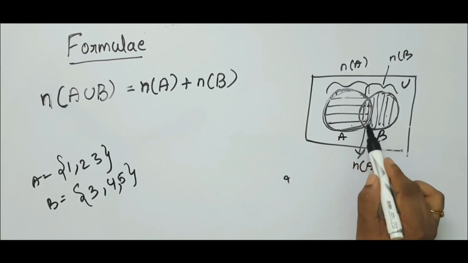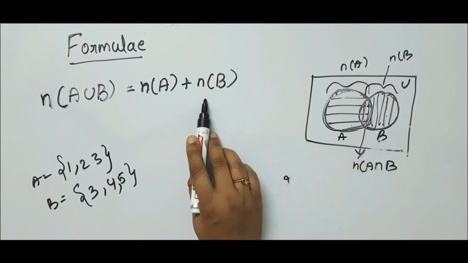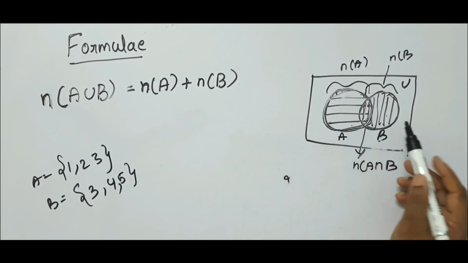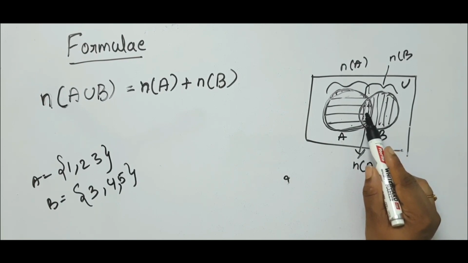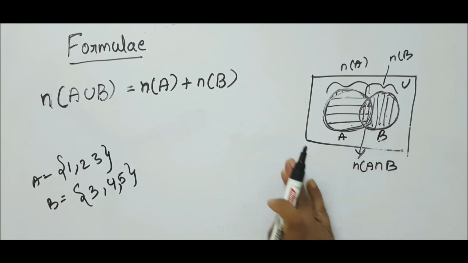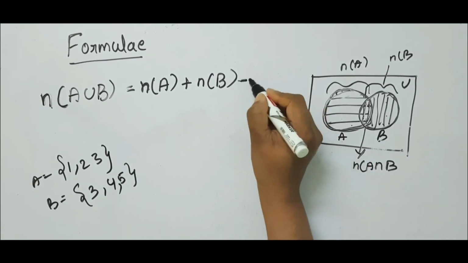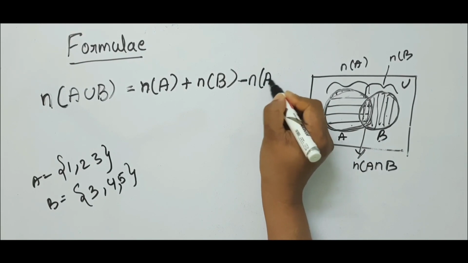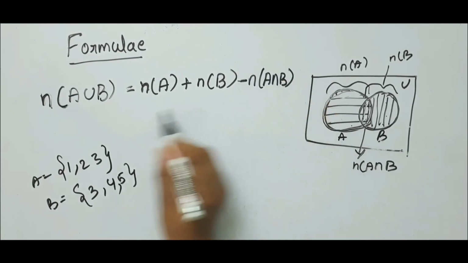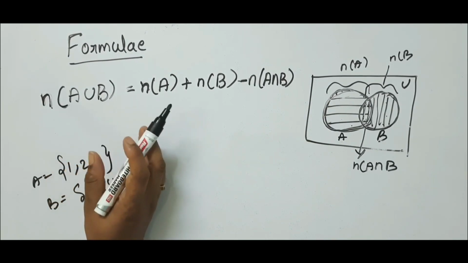The elements which are in the intersection, that is common elements, we have already counted. Similarly, in case of number of elements of B, we have already counted the common elements. So we have counted the common elements 2 times. So it is enough to subtract 1 time. So keep a minus sign. Number of elements of A intersection B will give the complete elements, number of elements in A union B. Is it understood?